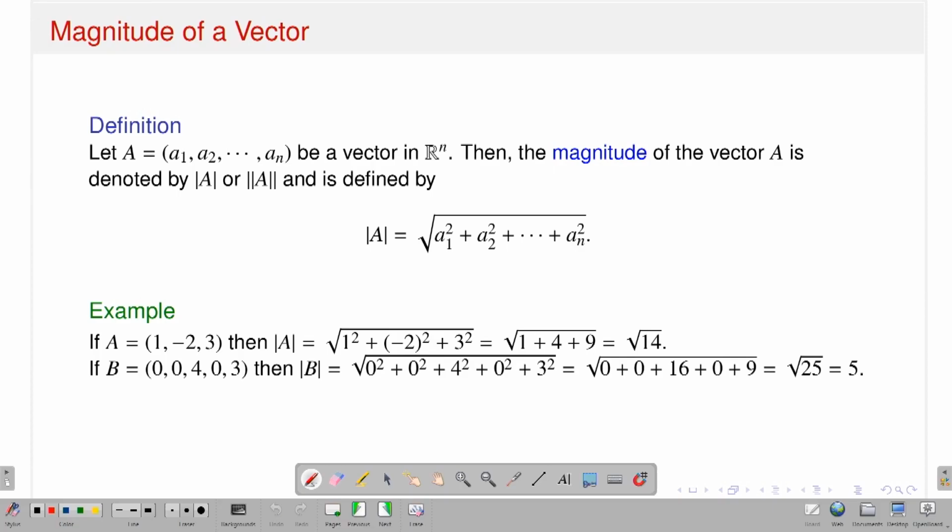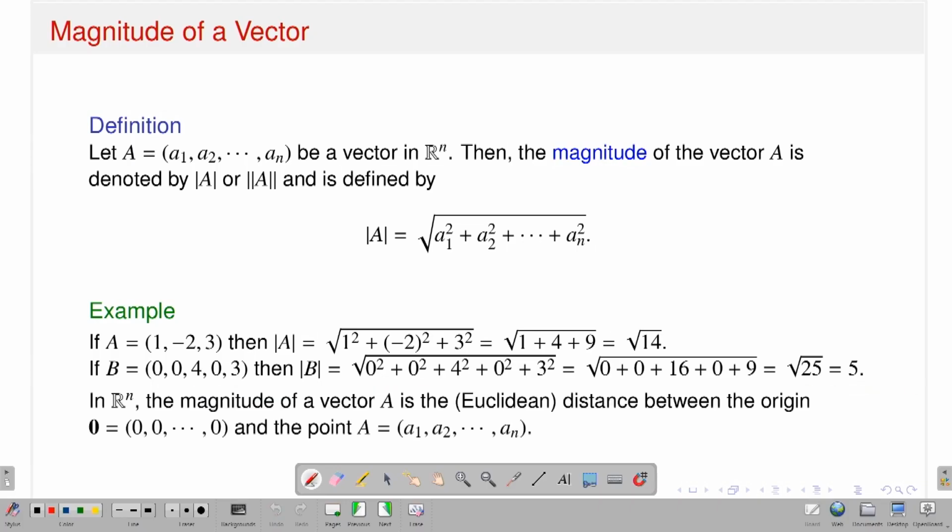Next, I am taking a vector in the 5-dimensional space. B = (0, 0, 4, 0, 3). Then modulus B is the square root of 0 square plus 0 square plus 4 square plus 0 square plus 3 square, which is basically giving us the square root of 25, which is equal to 5. So, in Rn, the magnitude of the vector is the Euclidean distance between the origin and the point A.